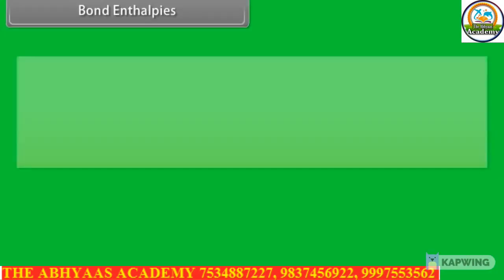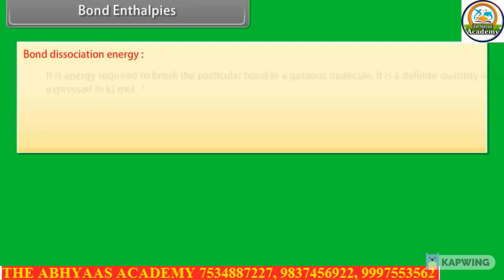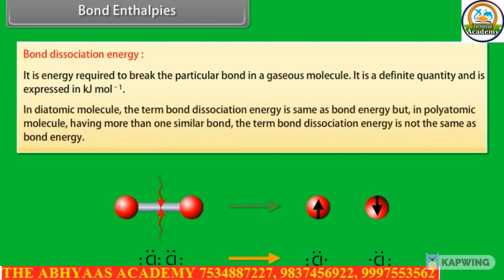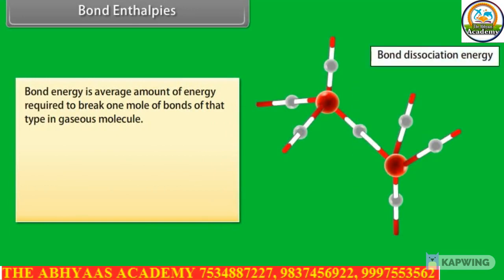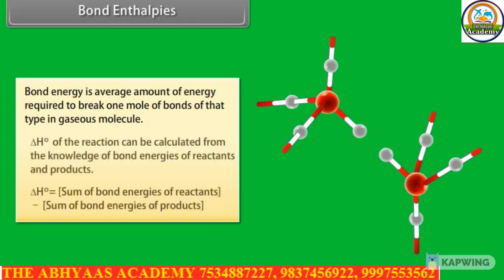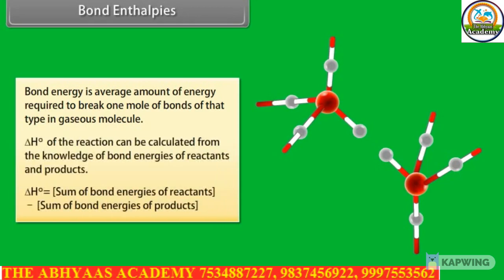Bond enthalpies. Bond dissociation energy is defined as the energy required to break a particular bond in a gaseous molecule. It is a definite quantity and is expressed in kilojoules per mole. In a diatomic molecule, the term bond dissociation energy is the same as bond energy, but in a polyatomic molecule having more than one similar bond, the term bond dissociation energy is not the same as bond energy. Bond energy is the average amount of energy required to break 1 mole of bonds of that type in a gaseous molecule. Delta H naught of the reaction can be calculated from the knowledge of bond energies of reactants and products.